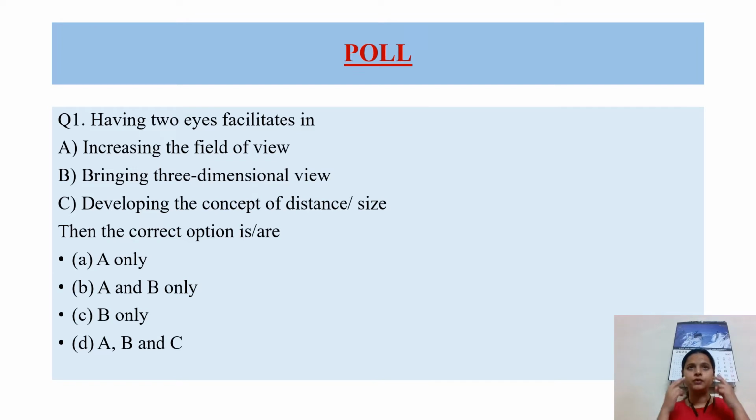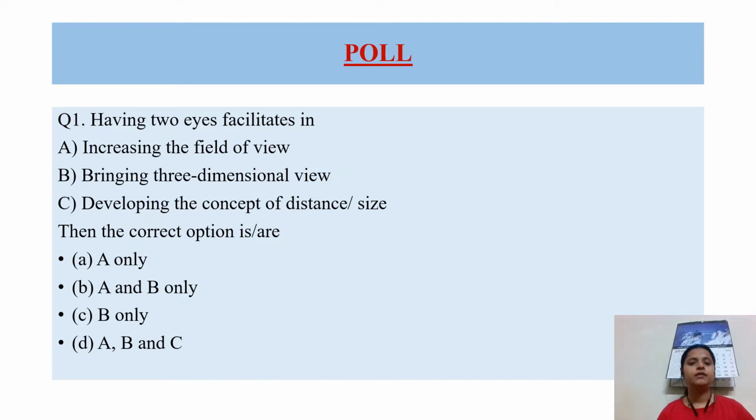So what do you think, having two eyes facilitates increasing the field of view, isn't it? If we have two eyes, we are able to see the right hand side fully and the left hand side also, right? So the first option seems right. Bringing three-dimensional view. Yes, our eye helps us to see depth, depth perception. We can see the height, breadth and depth also. So B also seems to be right.